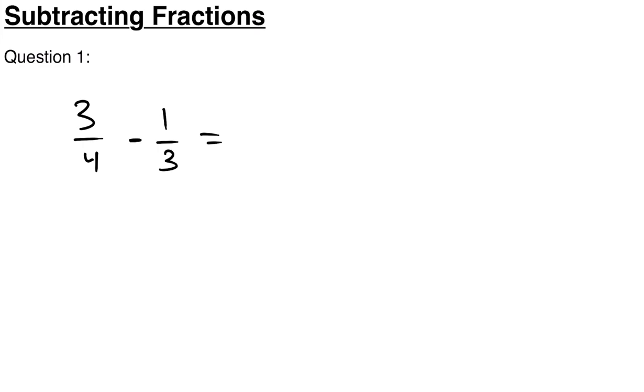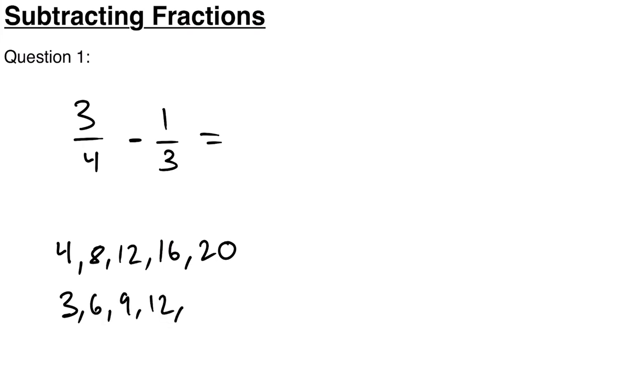In order to subtract, we need to have a common denominator. So in order to find a common denominator, we need to find the lowest common multiple of 4 and 3. We can do this by listing out the multiples of each. If we start with 4, we get 4, 8, 12, 16, and then 20. And we should be able to stop there. And then for 3, we have 3, 6, 9, 12, 15. And we should be able to stop there. And now I can already see the lowest common multiple. It's going to be 12 for each, 12 for 4 and 12 for 3.